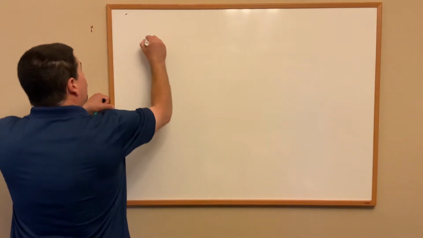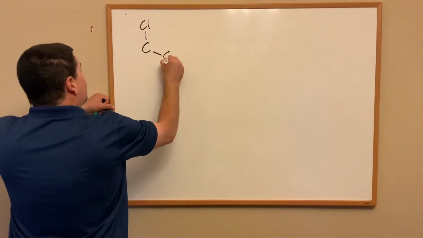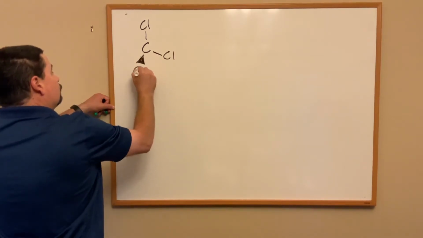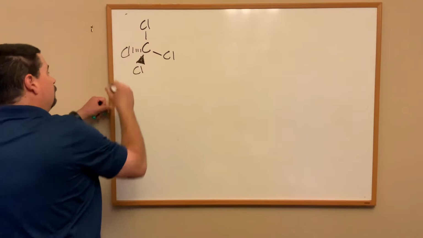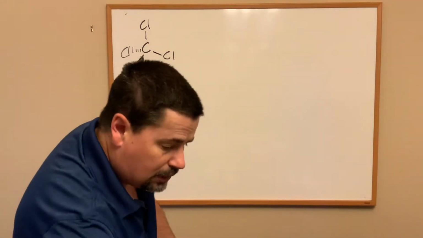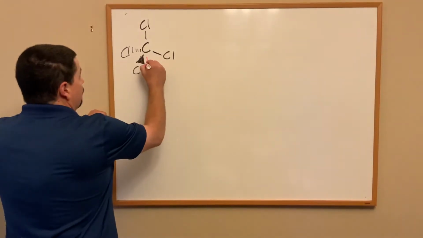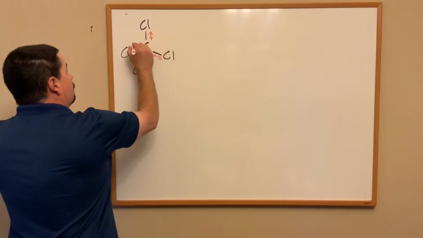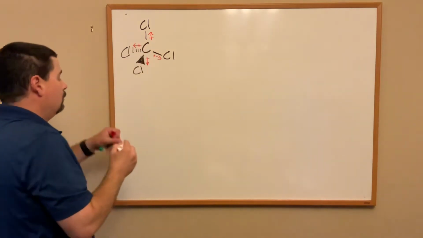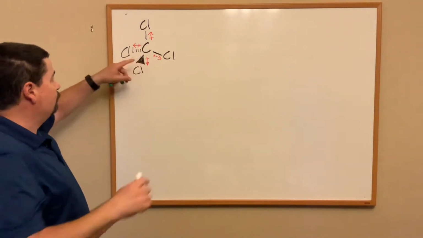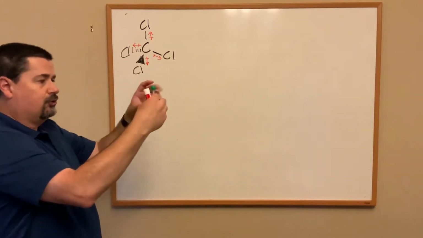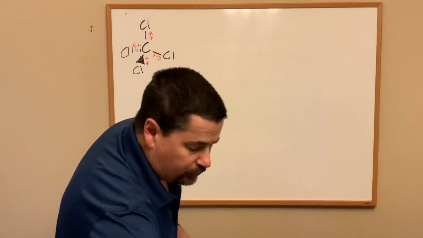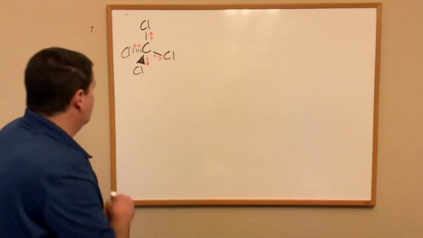So if I have carbon, chlorine, chlorine, I'm not going to draw all the lone pairs in here. Cl, Cl. So my bonds here are polar, but the net result is negative charge is more on the outside, positive more on the inside. That's not a dipole. So this one here is nonpolar.